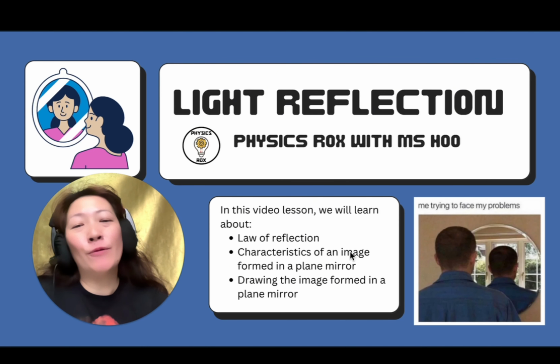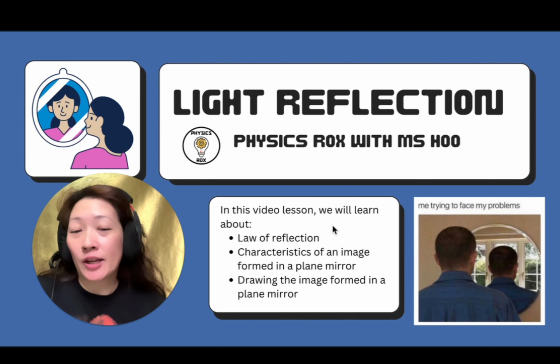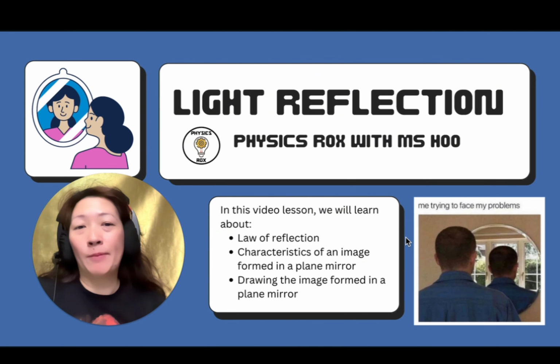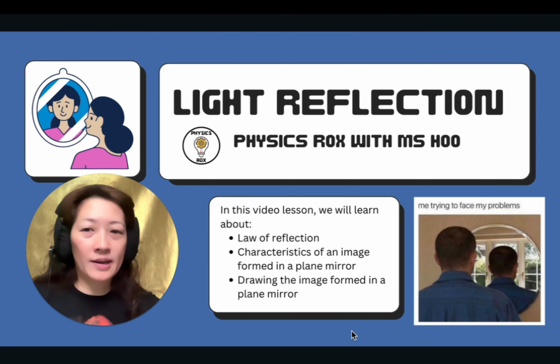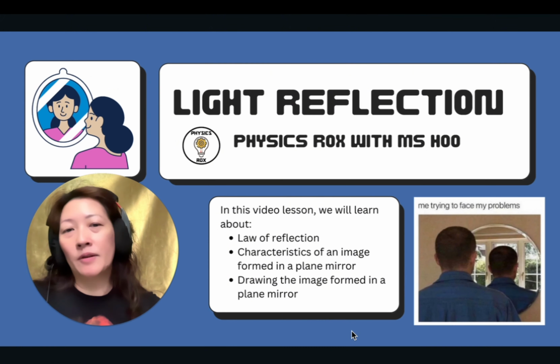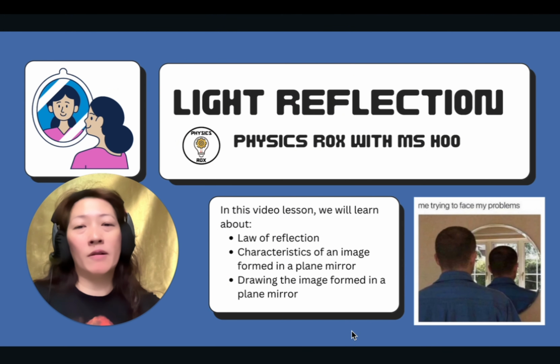In this video, we'll be learning about light reflection, where we will cover the law of reflection, the characteristics of an image formed in a plane mirror, and how to draw the image formed in a plane mirror, meaning we'll be drawing the ray diagram. Now, in this video, we're only going to be covering plane mirrors. If you'd like to learn about the curved or spherical mirrors, such as concave and convex mirrors, I'll be putting that in a separate video.